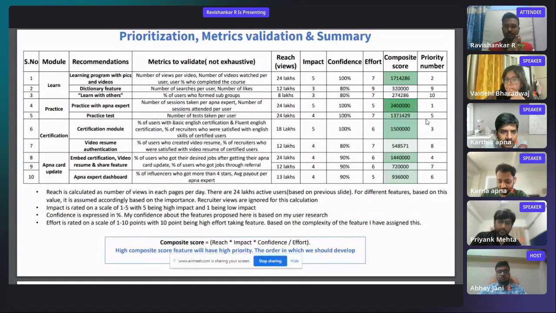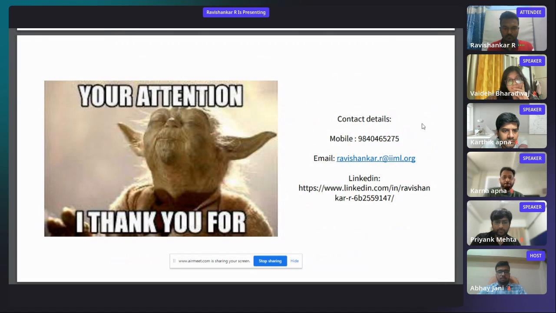Okay, so I have tried to prioritize a list of features here, and the metrics that we should validate as well. I'll just quickly say the top three points. What I've used here is the RICE model, where we try to find the reach and impact with respect to the effort. The first thing is practice sessions with the Apna expert, and the next one is a learning program with pics and videos, which are job-based learning programs. The third one is the certification module. And the last one is embedding the certification, video, and resume feature in the Apna card. I believe we should definitely focus on these four things to carry this forward. And thank you.